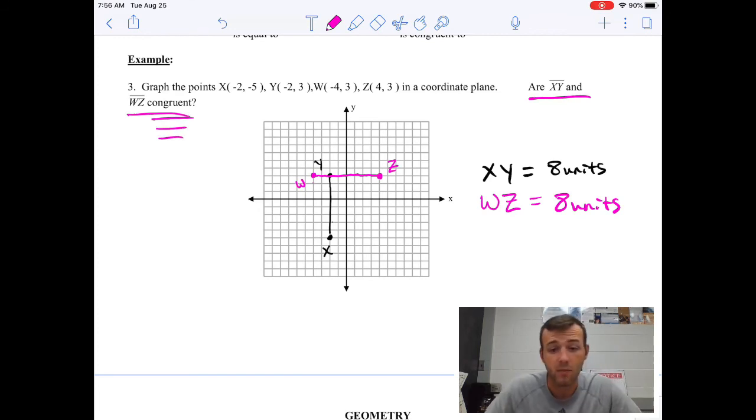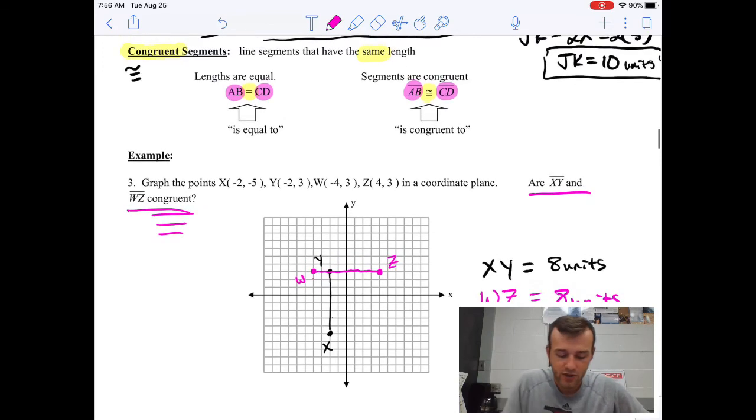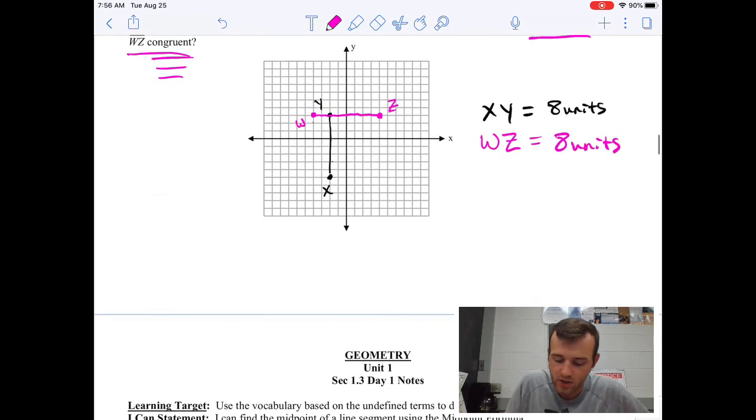Are they congruent segments? Let's go look at our definition. Our definition said line segments that have the same length. So let's go check. Here is the distance of these segments. The distance from X to Y is 8 units. W to Z is 8 units. Are these the same? They are the same. So because they are the same, we can have our final answer to say that these two segments are congruent. So our final answer, segment XY is congruent to segment WZ.